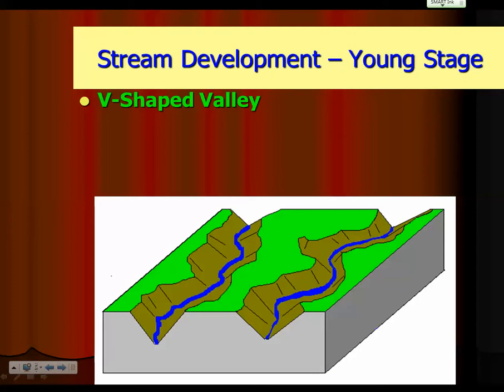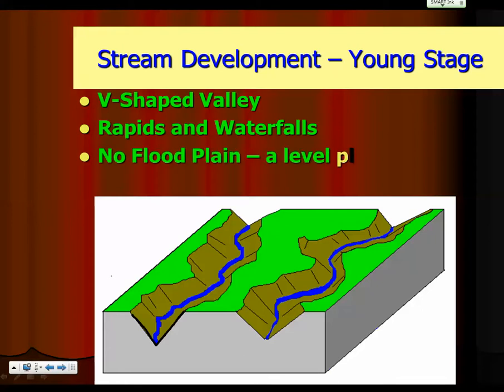You can see it right in the picture here. They have V-shaped valleys. That's because they're usually in steep areas. They're down cutting, eroding downwards very fast, and that creates this V-shaped profile. They usually have rapids, waterfalls, fast-moving white water, very turbulent. And there's no floodplain developed yet.